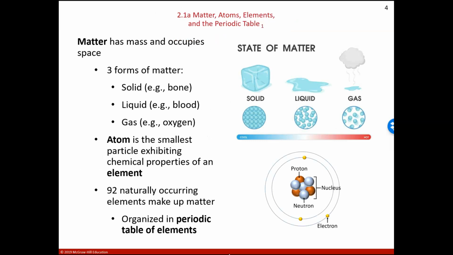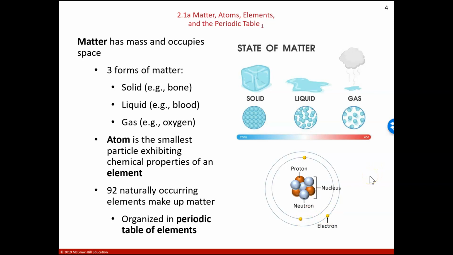First, we need to define what matter is. Matter is going to have mass and occupy space, and we have three forms. We have a solid form, such as in bone. We have a liquid form, such as in our blood, and we have a gas form, such as oxygen. And an atom is the smallest particle exhibiting chemical properties of an element. So this is an atom over here, and we could see that we have some subatomic particles here that we're going to talk about in a few slides.